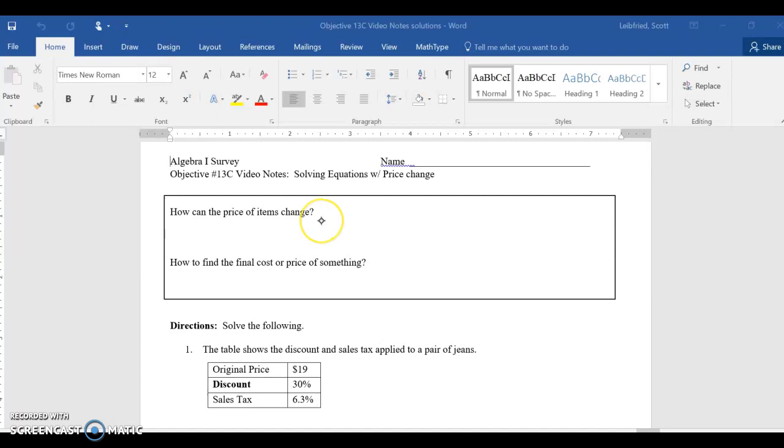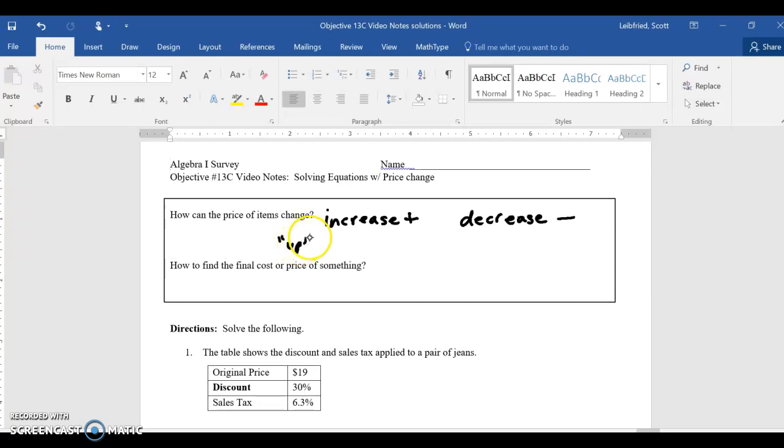Items can change two ways: an increase or a decrease. Increase means add, decrease means subtract. Things that we might see for increase are the words increase, it went up, things like that, or the words that the price went up, it increased.